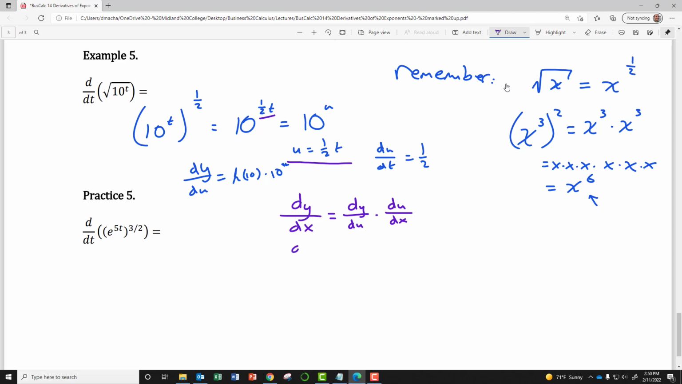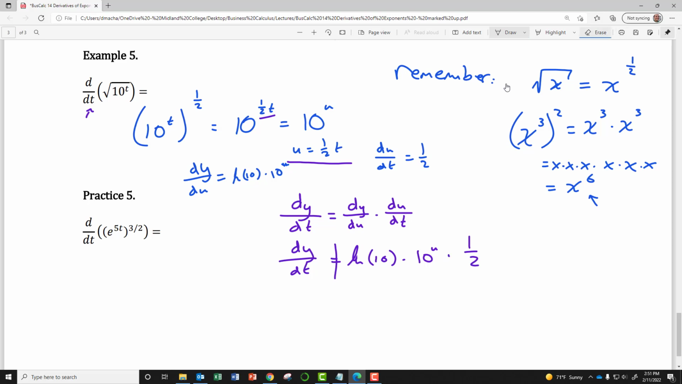And now that I know these values, I can say that my derivative of this whole function altogether is going to be dy du, which is natural log 10 times 10 to the power u, times du dx, which is just 1/2. And excuse me, because I've made a little writing mistake. I would say typo, but this should be dy dt, because now my independent variable for this problem was t, wasn't it? So in any case, this is going to be our final answer.